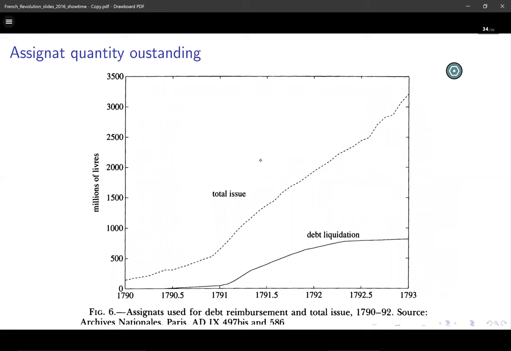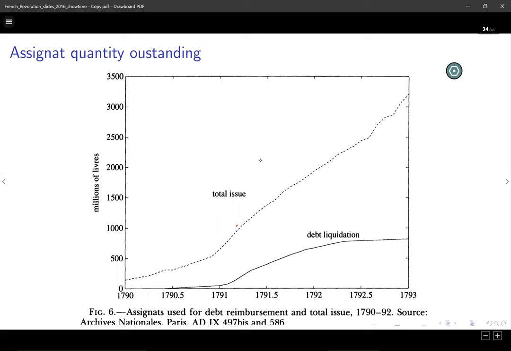It's just a striking picture. So they start issuing these in early 1790. And this is the total issue here. It goes up. And after they issue them, it takes time. During this period right in here, they're issuing them faster than they're burning them. They are holding these church auctions. What they're also doing is, as they issue them, they're paying off during this period.